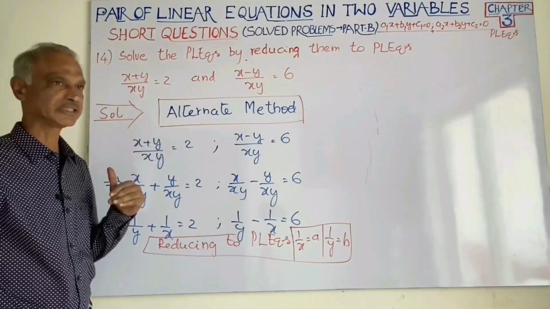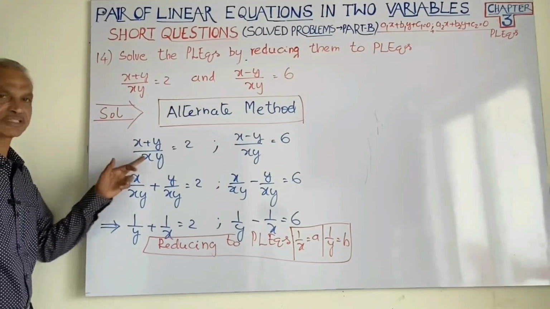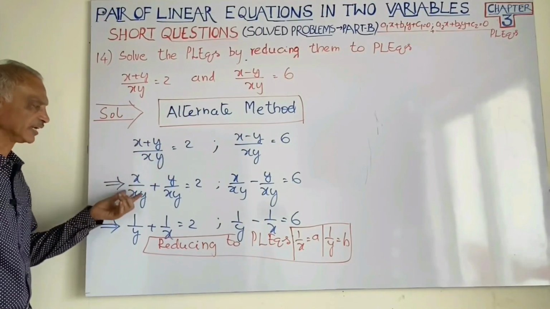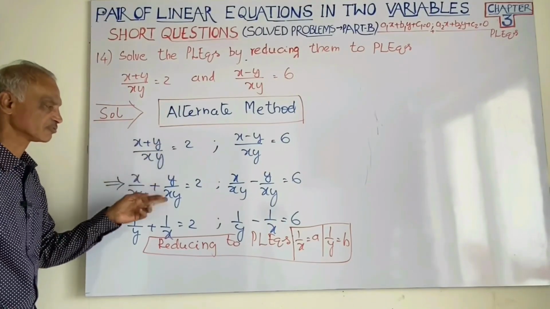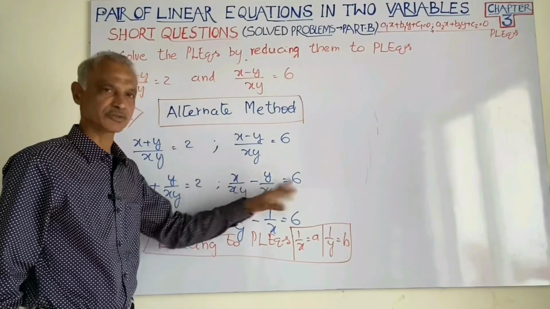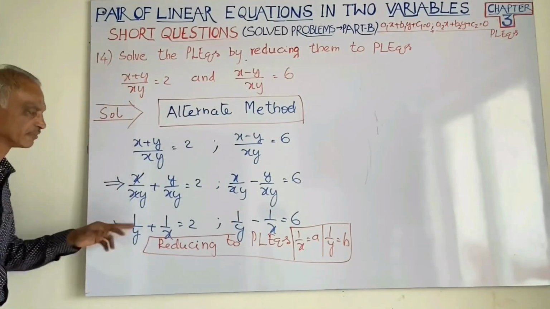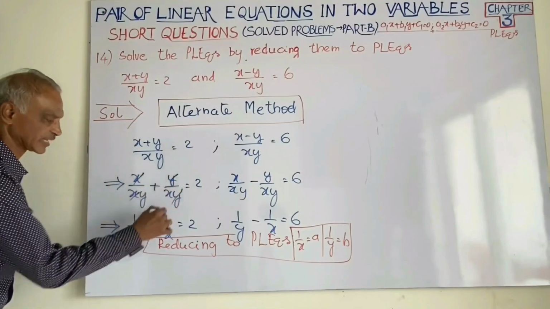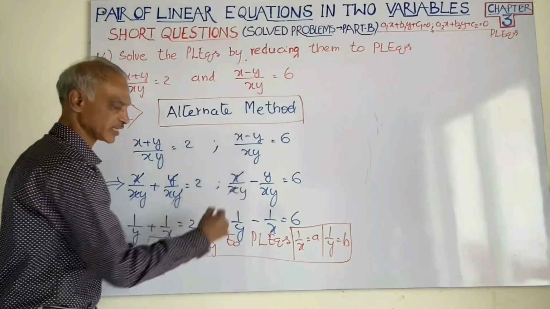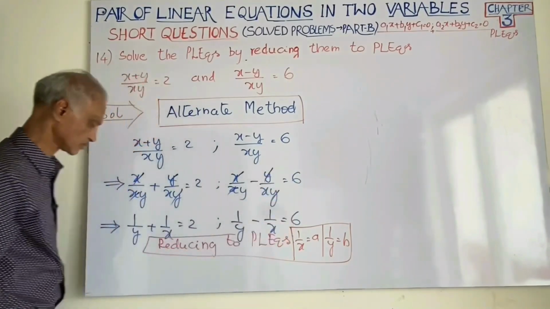What is the alternate method? Same procedure: (x plus y) by xy is equal to x by xy plus y by xy is equal to 6. x by xy and y by xy. The x cancels, giving 1 by y, and the y cancels, giving 1 by x. So 1 by y plus 1 by x is equal to 6.